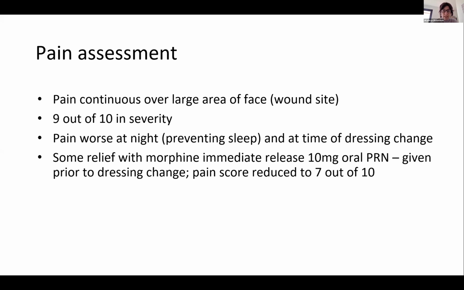The team had tried some morphine. It had been written as an as-needed medication, and it did give him some relief. And it was initially being used prior to dressing change, and it reduced his pain score from 9 out of 10 to 7 out of 10 when he'd taken the morphine.